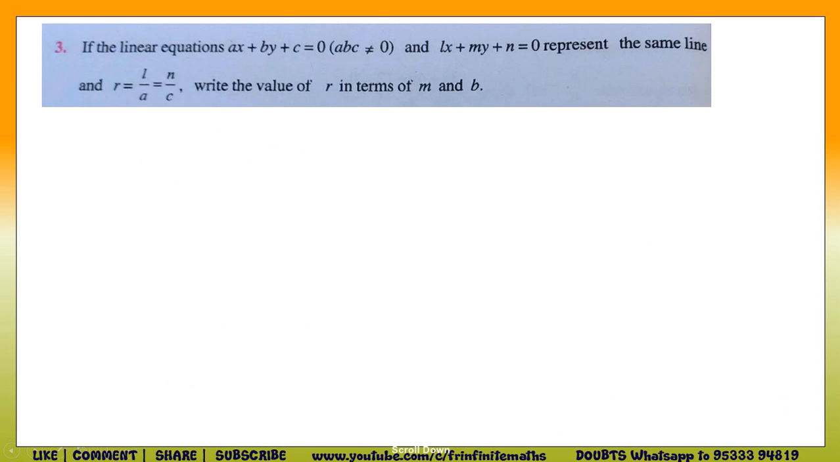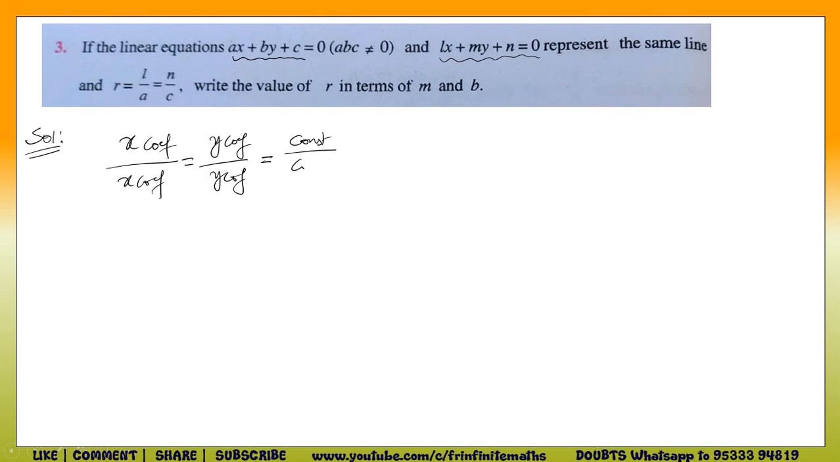Next, moving on to one more question. What he has given: the linear equations ax plus by plus c is equal to 0 and lx plus my plus n is equal to 0 represent the same line. So when can you say two lines represent the same line? If you want to represent two lines as the same, the ratio of their corresponding coefficients should be equal, or in proportion. You can say it in two ways. The x coefficient of the first equation by the x coefficient of the second equation is equal to the y coefficient of the first by the y coefficient of the second, is equal to the constant of the first by the constant of the second. The numerators are of the first equation and the denominators are of the second equation.